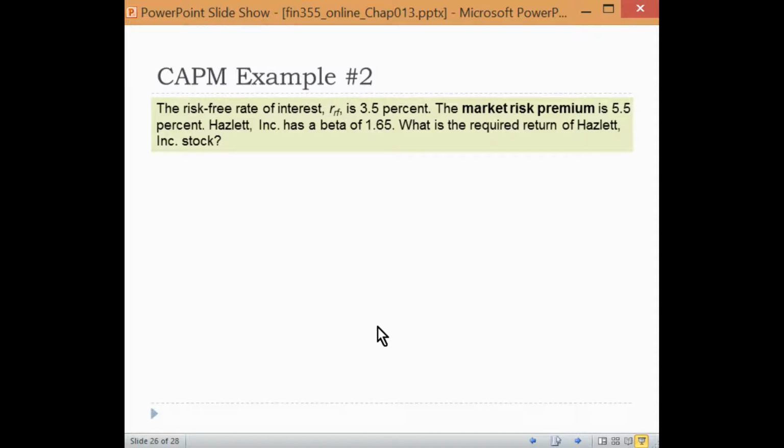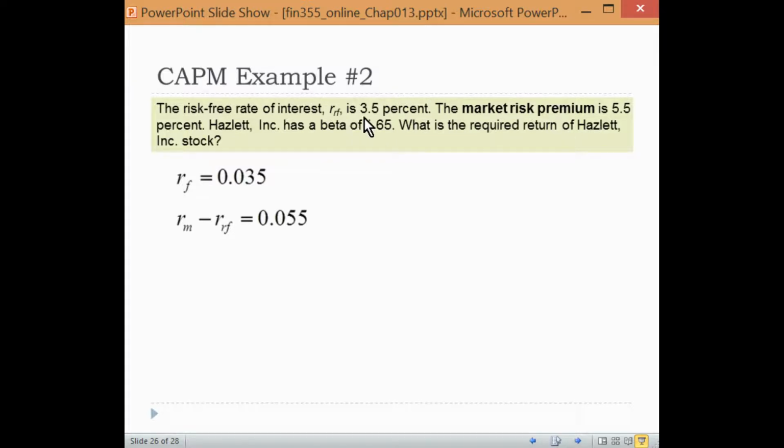Very similar example here is number 2. Same sentiment, same type of question. I made it a little bit different because of what's given to you. Very similar structure. We're told the risk-free rate is 3.5%. Here's something different. We're told the market risk premium is 5.5%. What does that mean? Well, market risk premium is the quantity inside the parentheses, the RM minus RF, the difference between the market average return and the risk-free rate.